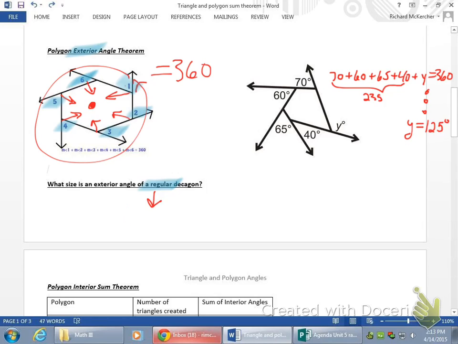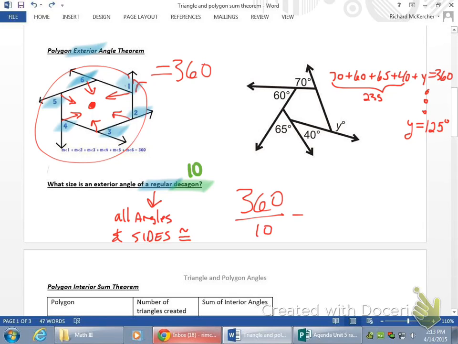And I find out, of course, that the y has to be 125. Another example down here. I want the size of an exterior angle of a regular decagon. Well, we need to remind ourselves what regular means. Regular means that all the angles and the sides are congruent. Okay? And of course, a decagon, most of us remember, is a 10-sided figure.